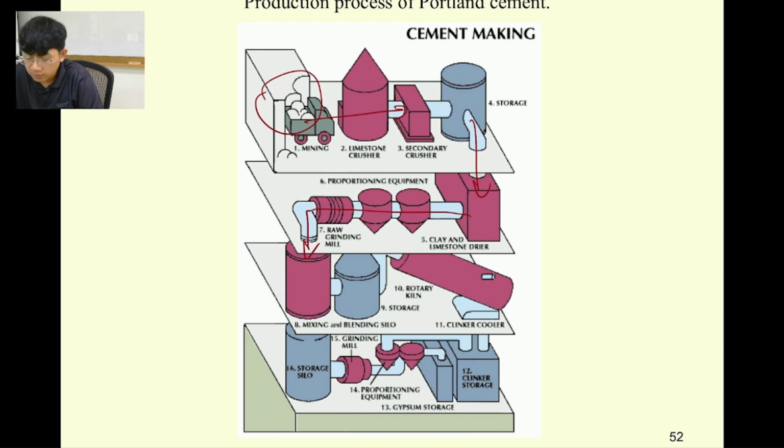For example, if you would like to get cement type 1, we have a different formula for type 2, type 3, type 4, type 5. And then we pass the mix through the high temperature rotary kiln. Okay. After we process it, the next step is the clinker storage, and then we prepare for the export. Okay.